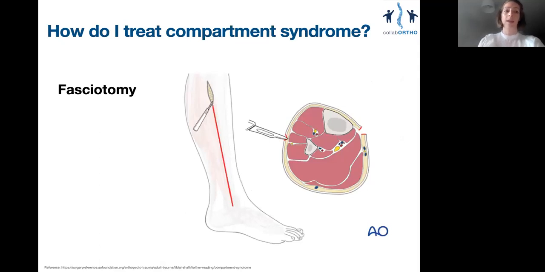Two words: emergent fasciotomies. Emergent meaning knife to skin within 1 hour of the decision, but ideally sooner. Fasciotomies. We decompress the affected compartment by carefully cutting through the entire length of that fascial envelope, but not the underlying muscle. It is essential to cut the whole length of the fascia because any remaining tight bands will continue to have a tourniquet effect and the compartment syndrome will persist.